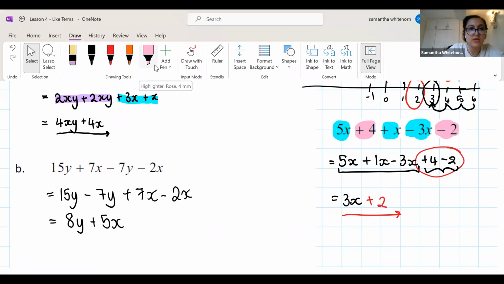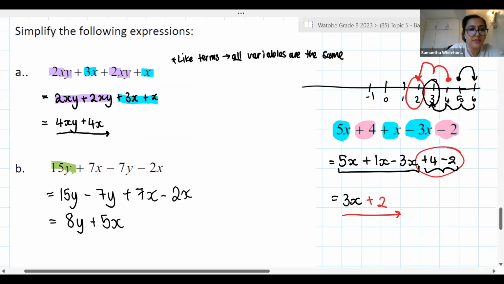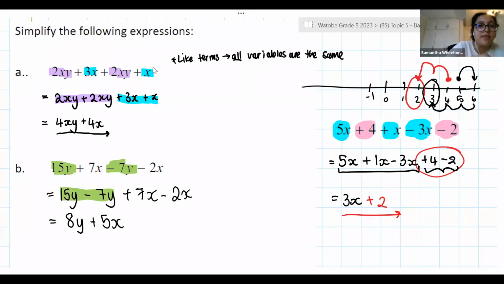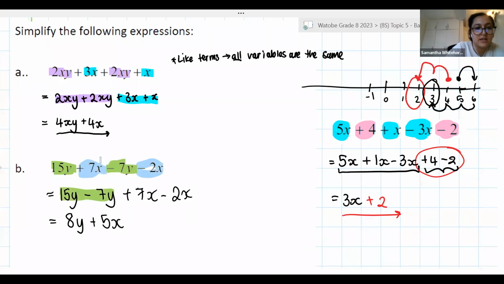So Aluta's grouped the like terms perfectly. So our like terms here are the 15y and the minus 7y. So you can see I've put them all in one group. Clearly my highlighting skills are like my English skills tonight. Then I've grouped my next set of terms, which is the 7x and the minus 2x. And you can see I've put it in a group there. And then I've added and subtracted.